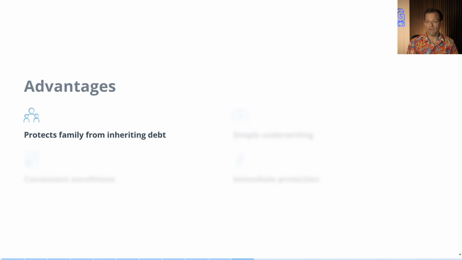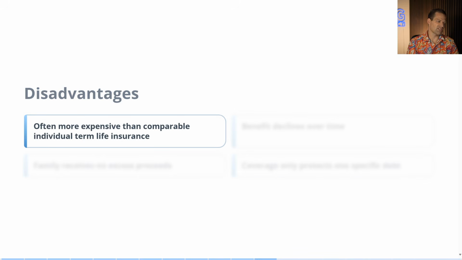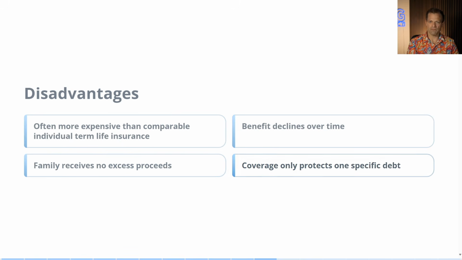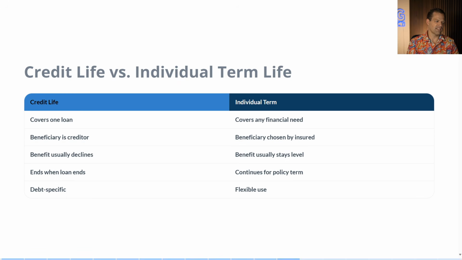Advantages: it protects your family from inheriting debt. It's easy, simple underwriting, convenient enrollment, and immediate protection. The downside: it's often more expensive than comparable individual term life insurance that you may purchase on your own. The benefits decline over time. Benefits don't even go to your family. And the coverage is just debt protection. This is the difference between credit life and individual life.